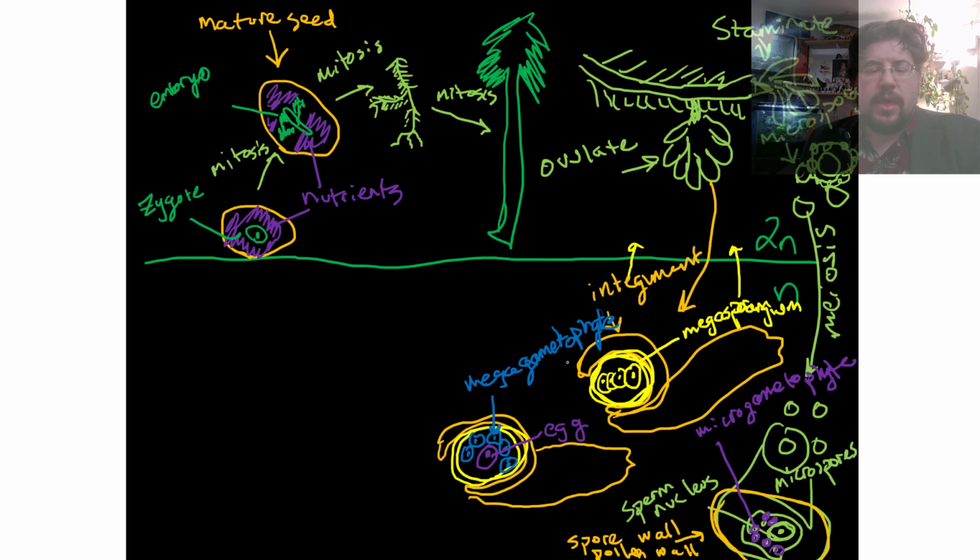Alright. So, meiosis is how we go from megasporocyte to megaspore. From megaspore to megagametophyte, we have mitosis. From megagametophyte to egg, mitosis again. And this is our ovule.